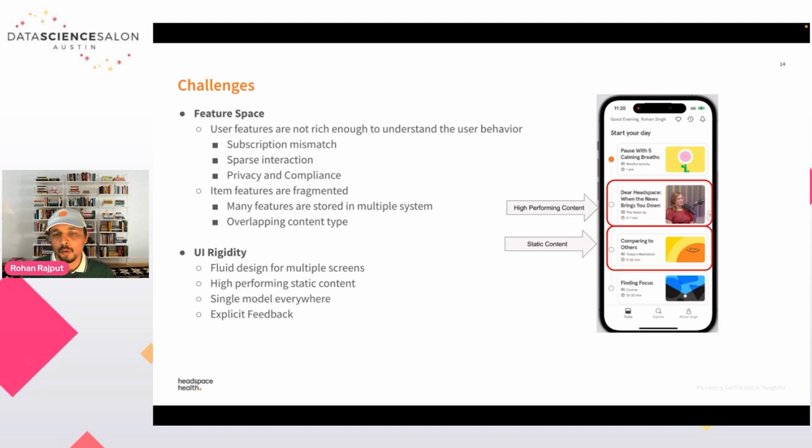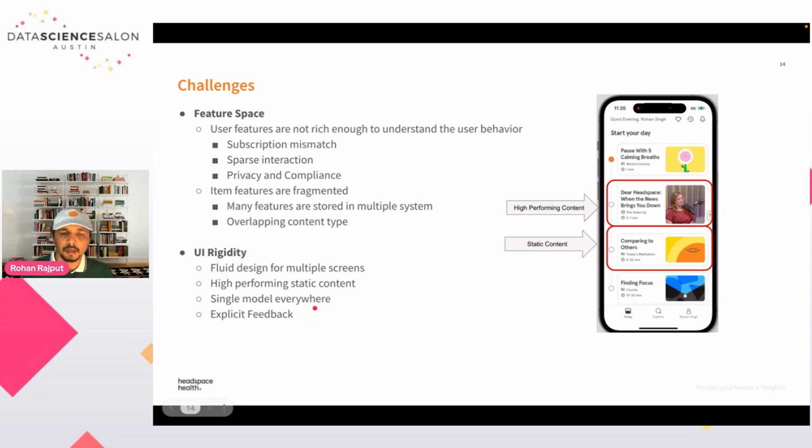So we have to segment those contents into categories, and we have to tag them: this is the particular content we want to serve on this particular tab, and this is the content we should be sending to this particular category. Also, lots of the features were stored in multiple systems. So we have to make sure that we are collecting all that information from all the resources, so we collect all the important features of our items.